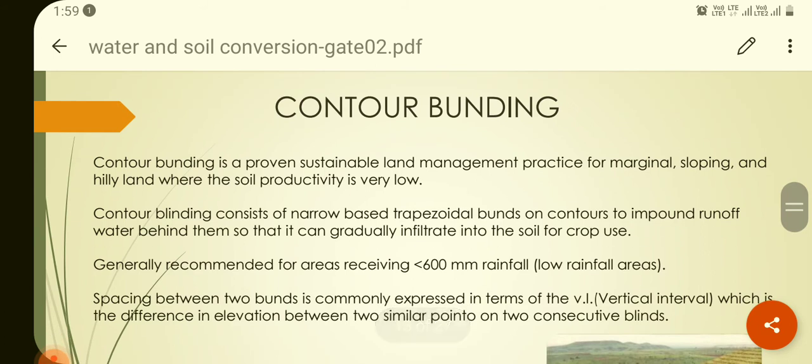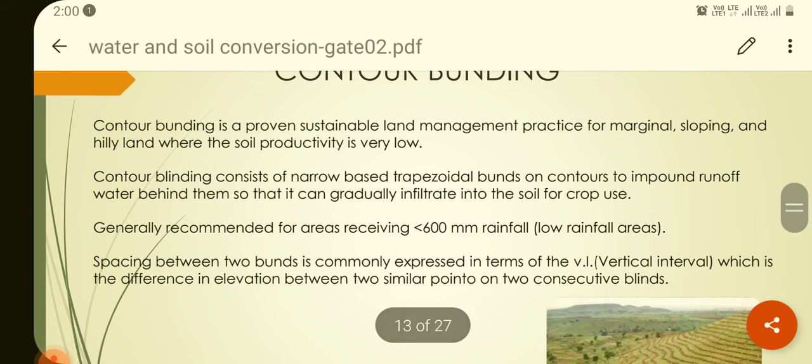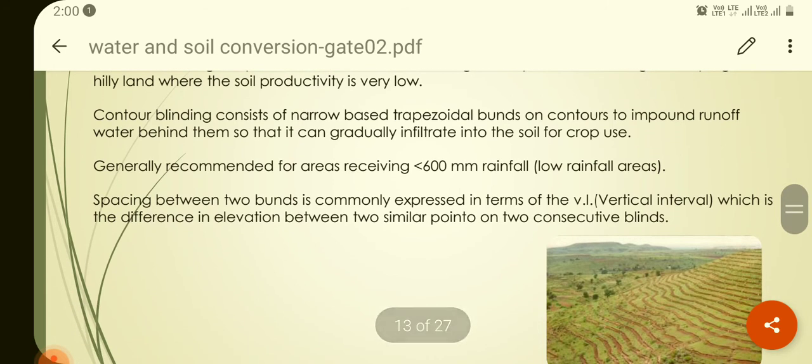So, contour bunding is a proven sustainable land management practice for the marginal, sloping, and hilly lands where the soil productivity is very low. Contour bunding consists of the narrow-based trapezoidal bunds on the contour to impound runoff water behind them so that it can gradually infiltrate into the soil for the crop use. Generally recommended for the areas receiving less than 600 mm of the rainfall.